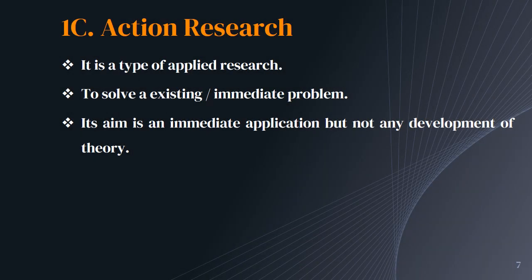Third type is the action research. This is also one type of the applied research. The coverage area of this action research is comparatively smaller than the applied research, to solve the existing or the immediate problem. So whatever was the target selected in the applied research, the example we selected, that is to control the death rate.